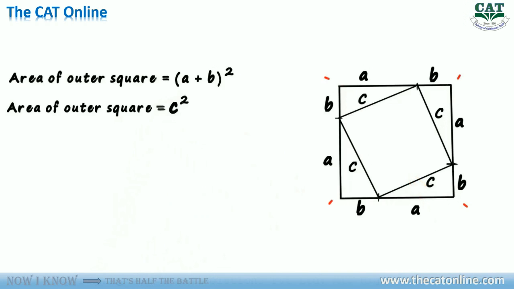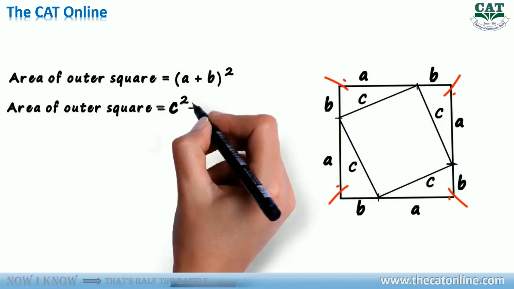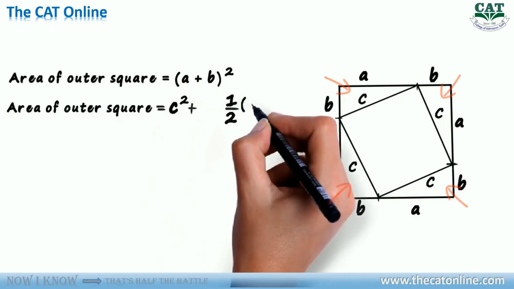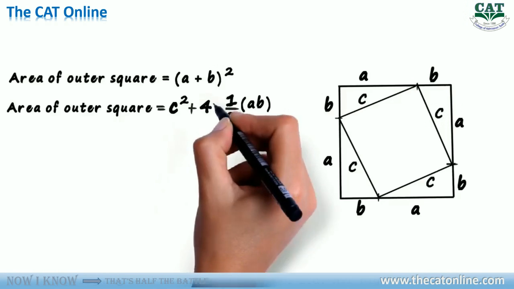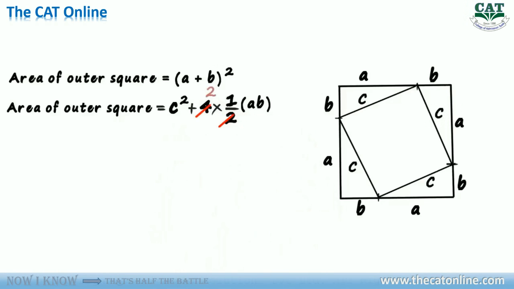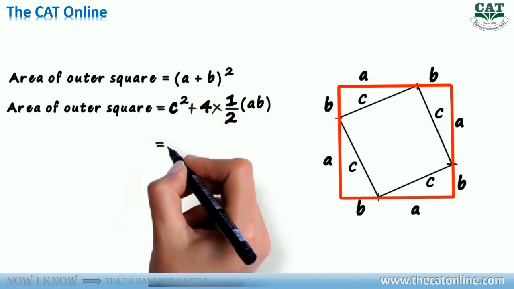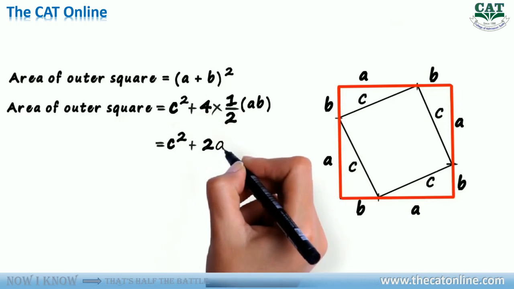Observe that each of these triangles will have the same area as their height and base are the same. The area of each triangle is half ab. To include the area of 4 triangles, we just multiply this with 4. Their total area would be 4 multiplied by half ab. 2 times 2 is 4, and we get the area of the outer square as c squared plus 2ab.